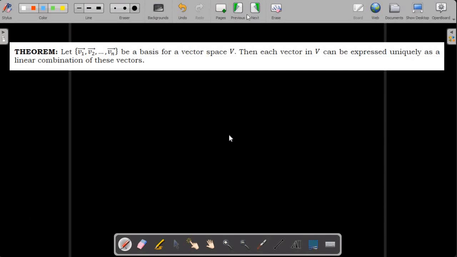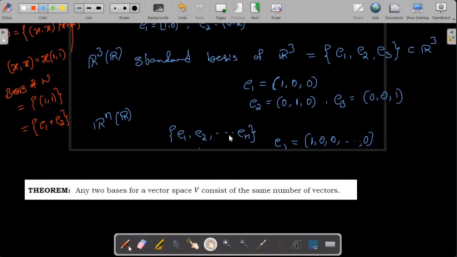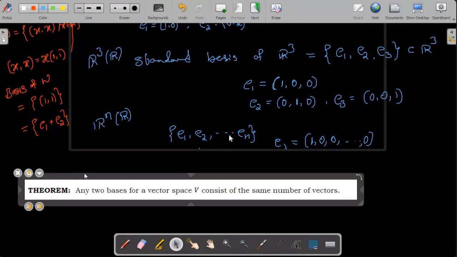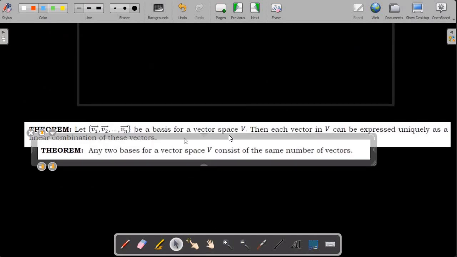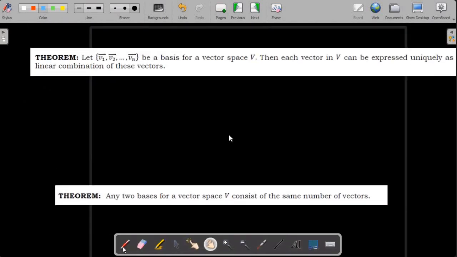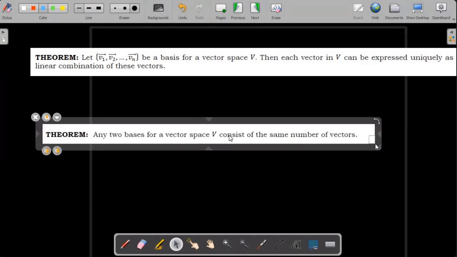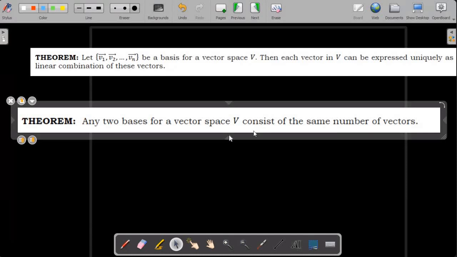Okay, and let me introduce what the dimension is here. And before that, one more observation. One more observation is this: any two bases of a vector space consist of the same number of elements.